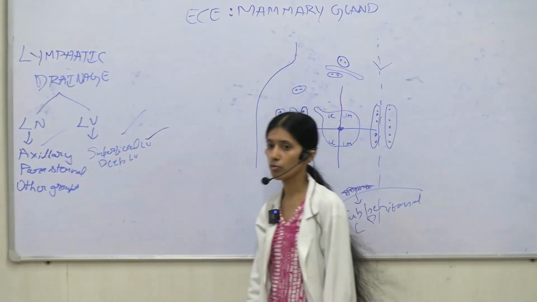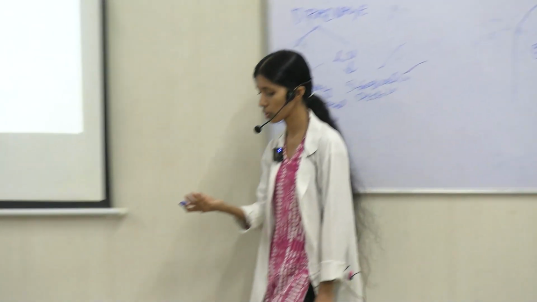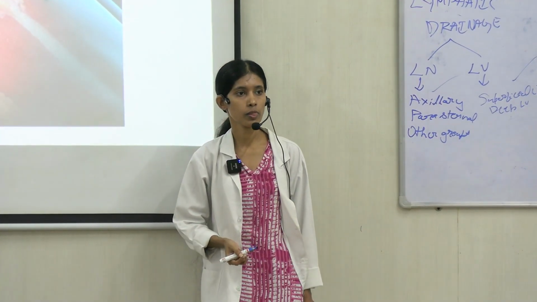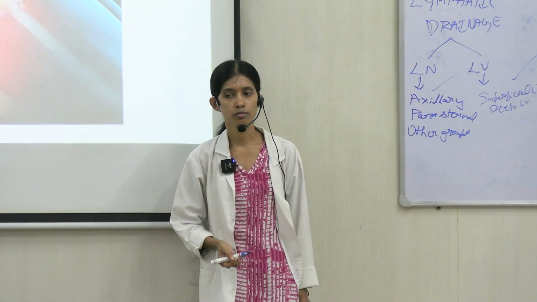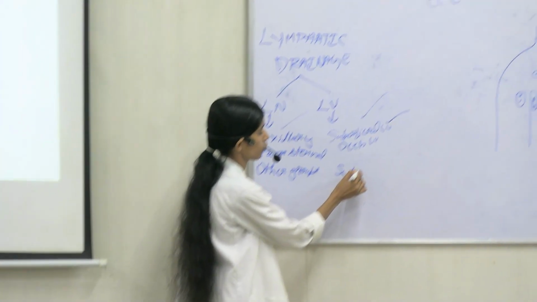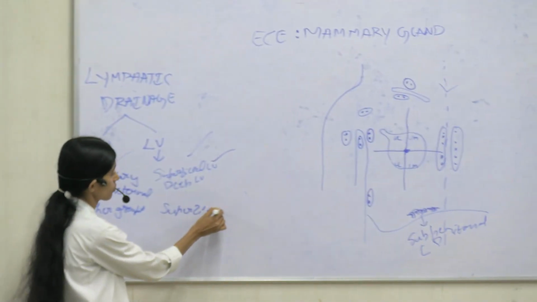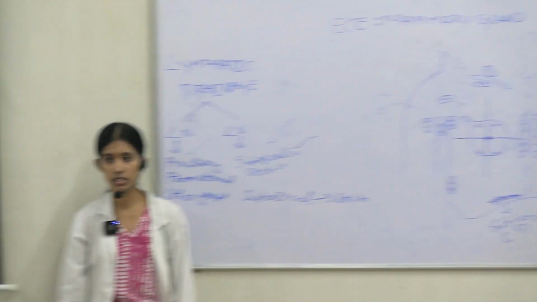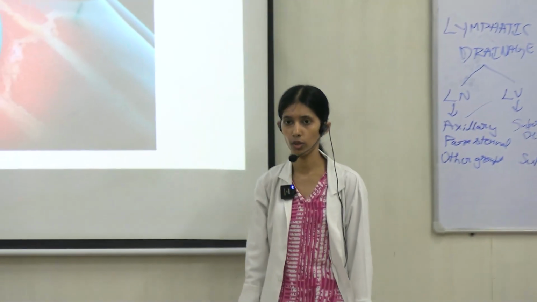Now we will discuss the lymph vessels. What about the superficial lymph vessels? Which part will they drain? Your superficial lymph vessels will drain the skin region of the mammary gland, except the nipple and areola part.